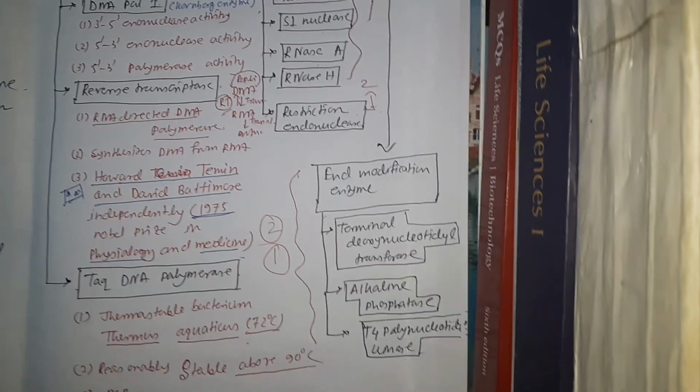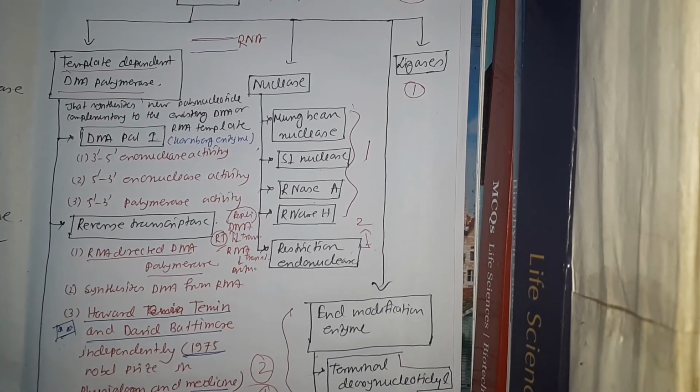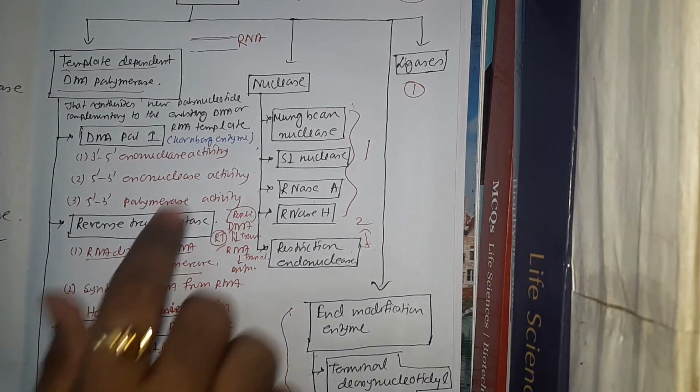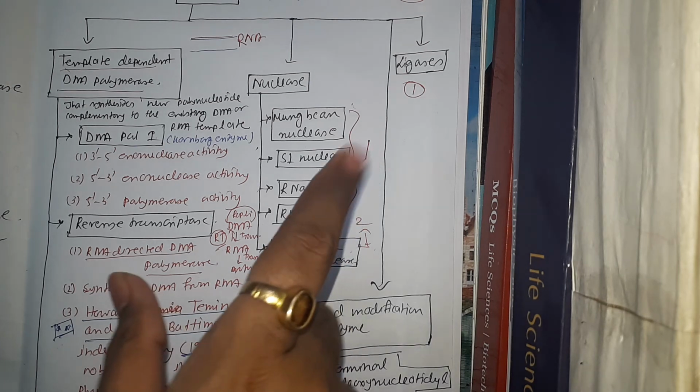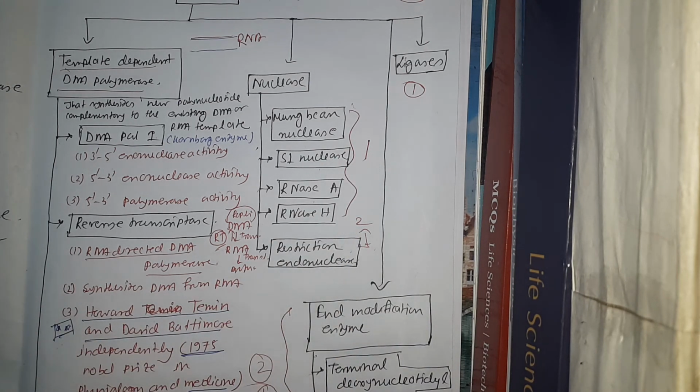So let me talk about the remaining ones. The remaining categories are nucleases, end modification enzymes and ligases. We are going to talk about them in our upcoming videos, so you don't need to bother about this.